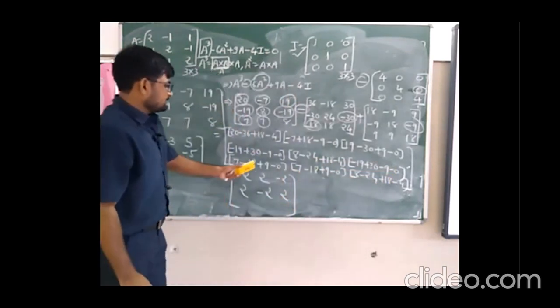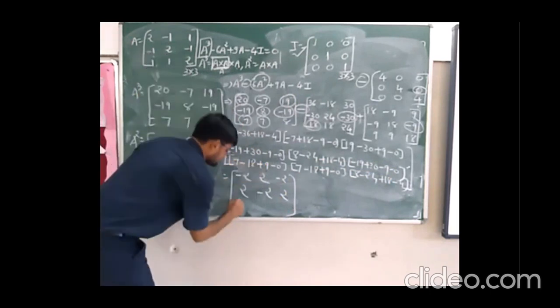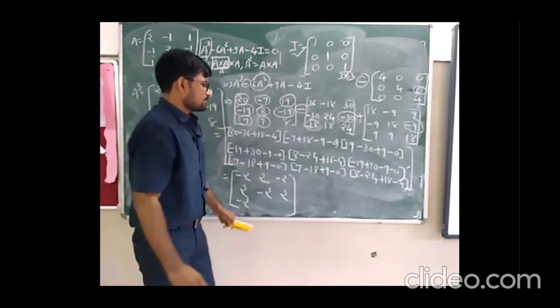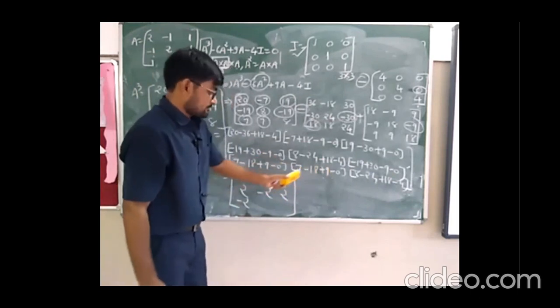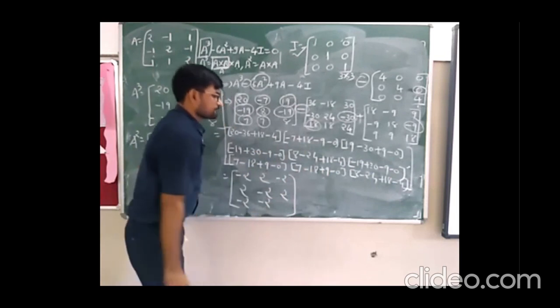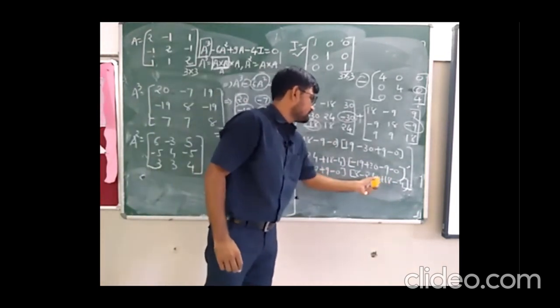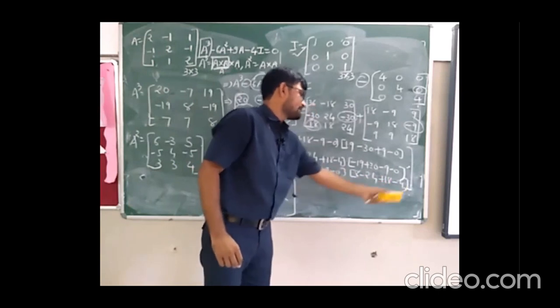Then 9 plus 7 is equal to 16. 16 minus 18 is minus 2. 9 plus 7 is 16. 16 minus 18 is minus 2. 18 plus 8 is 26. 26 minus 24 is 2. 2 minus 4 is minus 2.